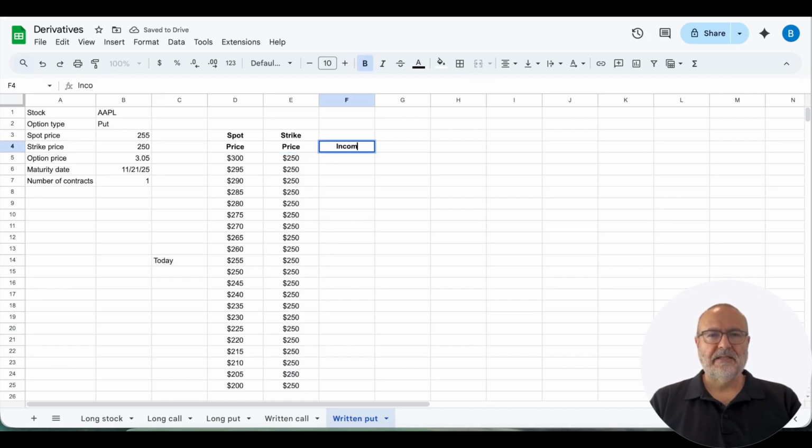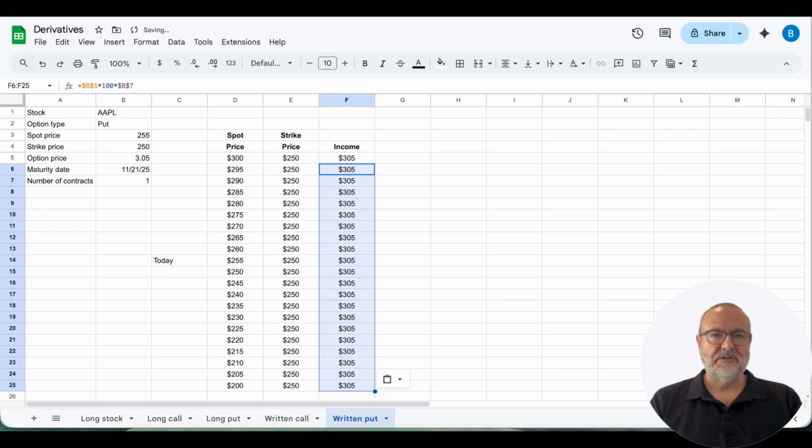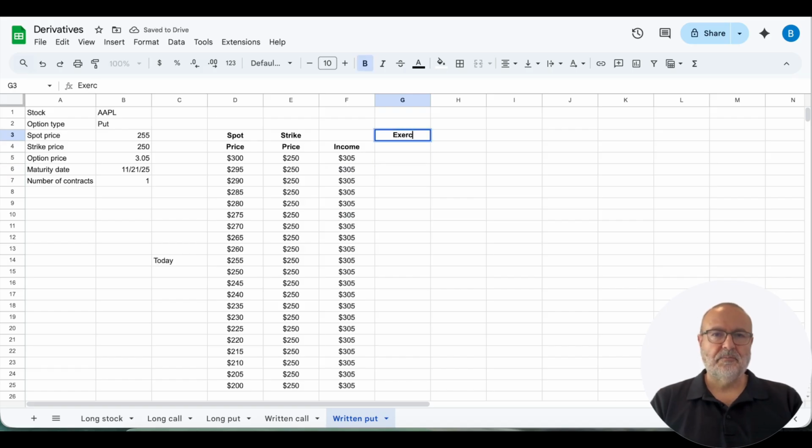Next, we will add the income, which is the option premium we collected when we wrote the put option. Our income also stays the same as spot price changes. We can now calculate the exercise value, which will include our income.